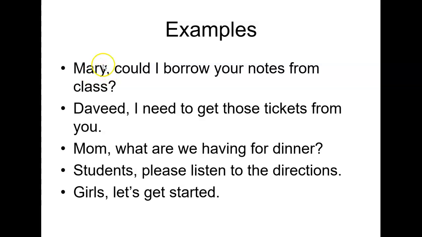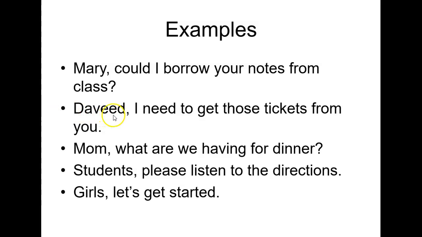So I'm not giving this message to a whole group of people. I'm just giving it to Mary. I want Mary to hear me. And so I state Mary's name. This is the direct address. Okay? And that comma goes right after that direct address. Mary, could I borrow your notes from class? Okay? Mary is who this message is for.